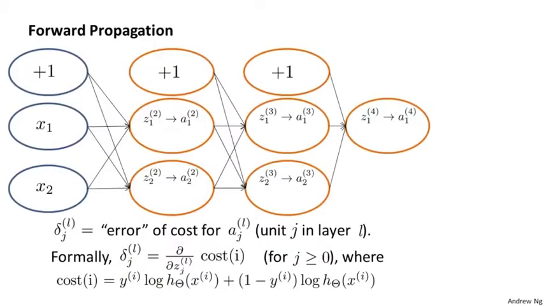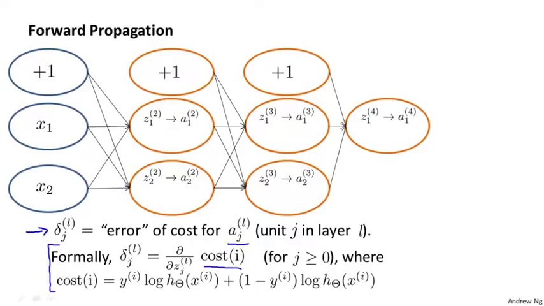Now let's look at what backpropagation is doing. One useful intuition is that backpropagation is computing these delta superscript l subscript j terms, and we can think of these as the "error" of the activation value that we got for unit j in layer l. More formally, and this is maybe only for those of you familiar with calculus, the delta terms are the partial derivative with respect to z(l)(j), that is, these weighted sums of inputs that we're computing, of the cost function.